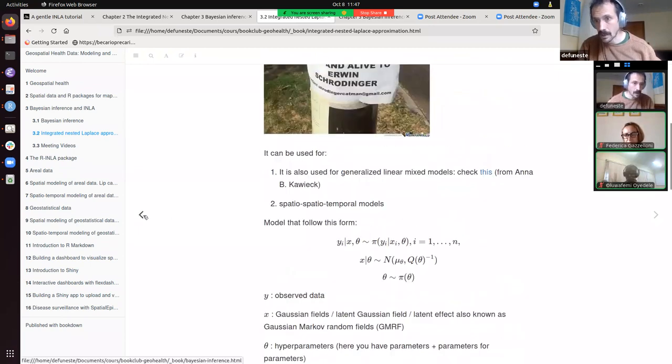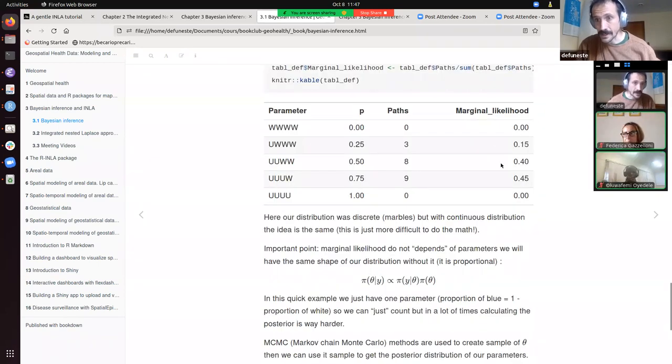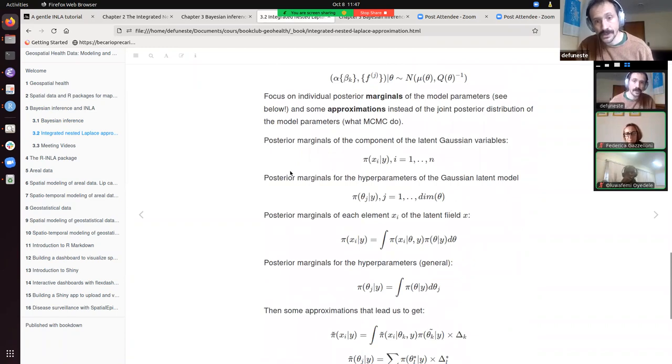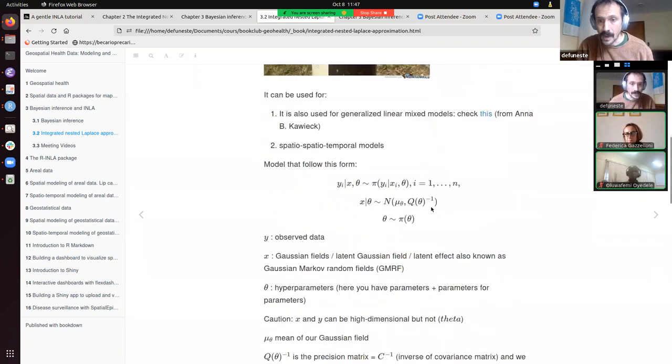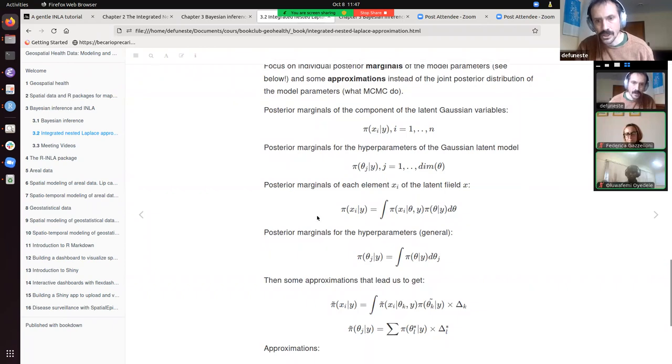Even with the marble example, what we want is a model that gives us the whole possibility of what's inside of the bag, knowing the data that we have seen. But this is more complicated here. So we have the posterior marginal of the hyperparameters. These are the parameters that have been used by this part here. I mean, this is not exactly this part, but the same. And the posterior marginal of each element of X. So this is the posterior of the whole field. Then for every field, you need to get it.